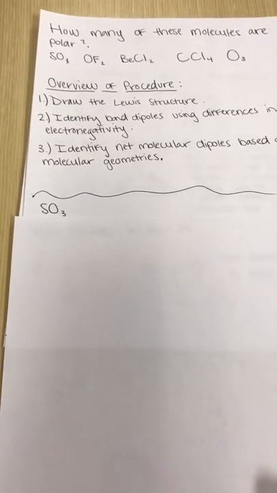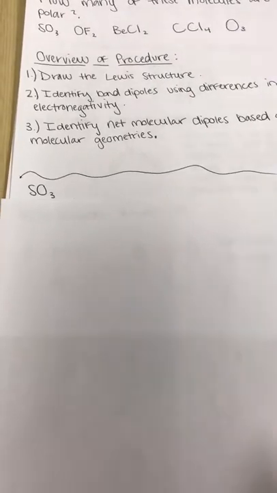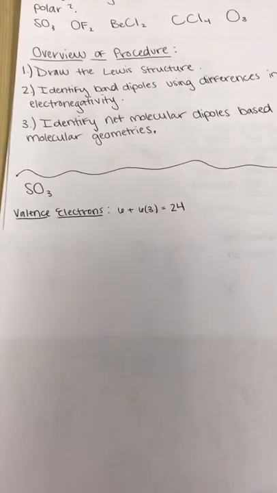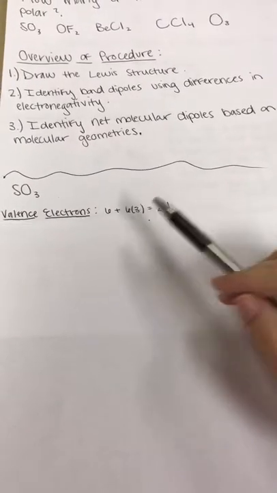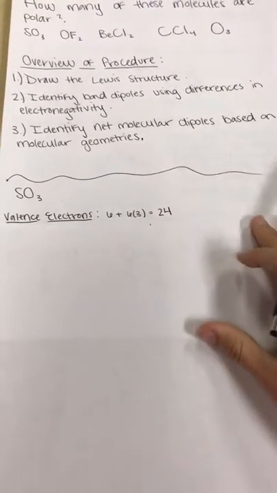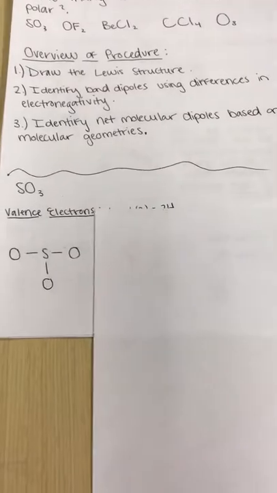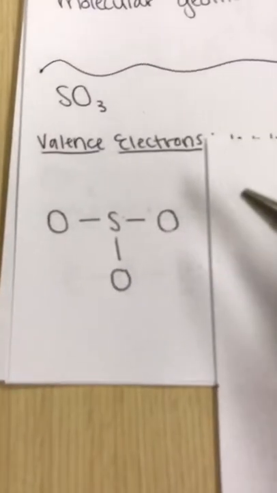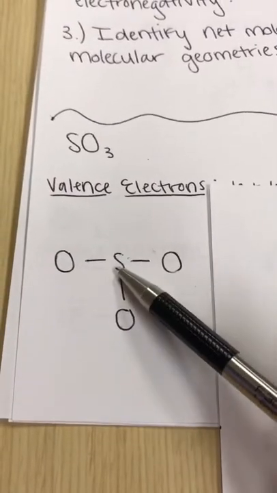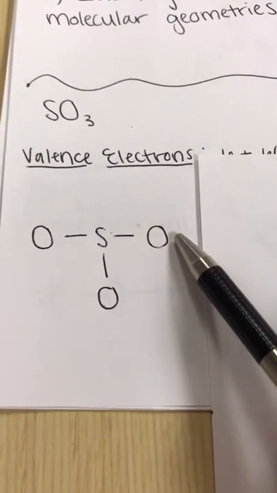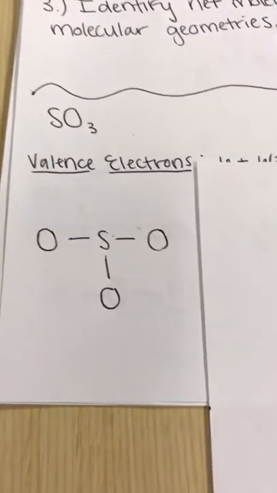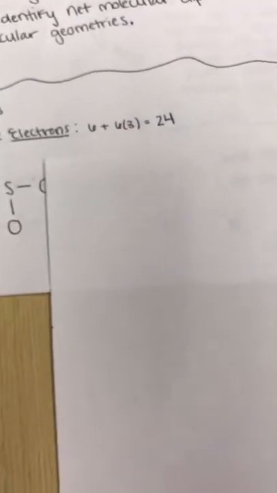So we're going to start off with SO3, and to start the Lewis structure we need to determine how many valence electrons are in this molecule. So we know sulfur has 6 and oxygen also has 6, 3 oxygens, so we multiply by 3 and we get a total of 24 valence electrons. The basic structure of this Lewis structure is that sulfur will go in the middle since it's the least electronegative atom, while oxygen will go on the outside because it's the most electronegative atom.